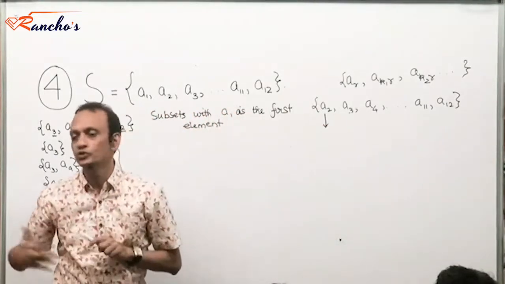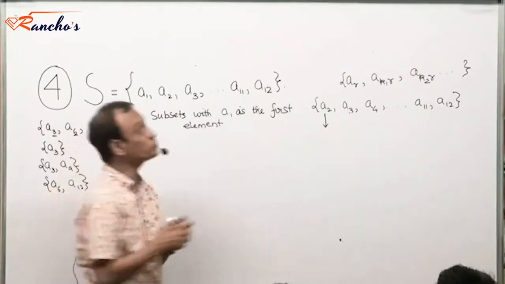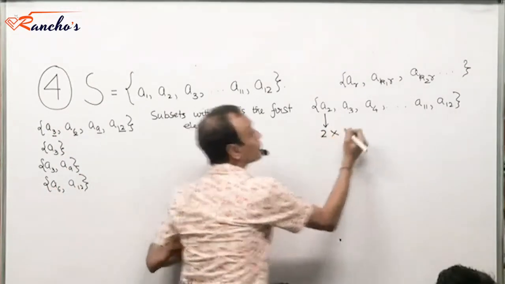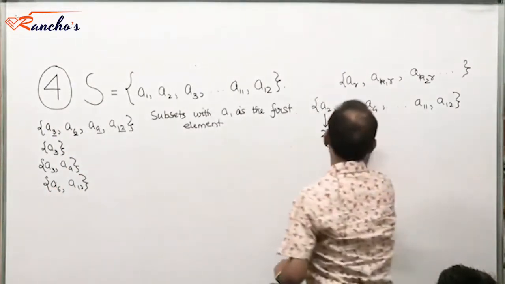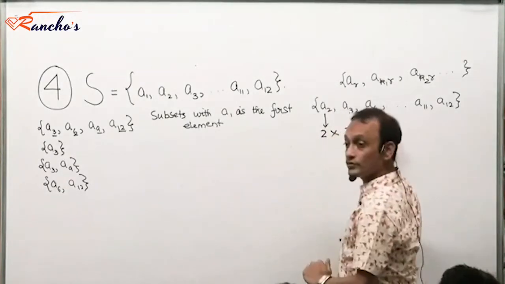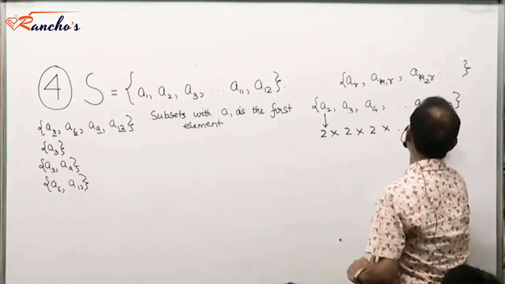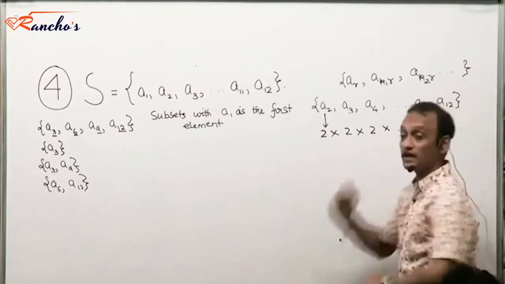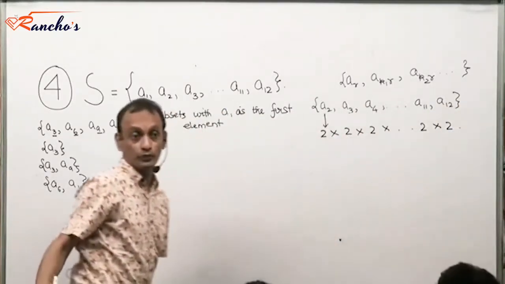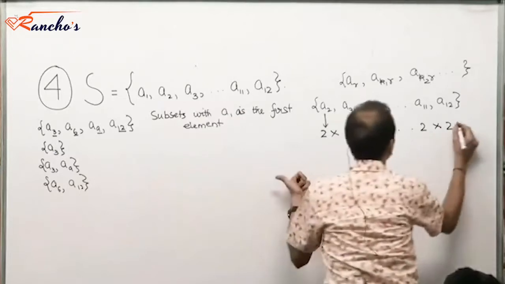He says, either select me or don't select me, right? So there are two things that you could do with A2. There are two things that you could do with A3. There are two things you could do with A4. There are two things you could do with A11. There are two things you could do with A12. Yes or no?